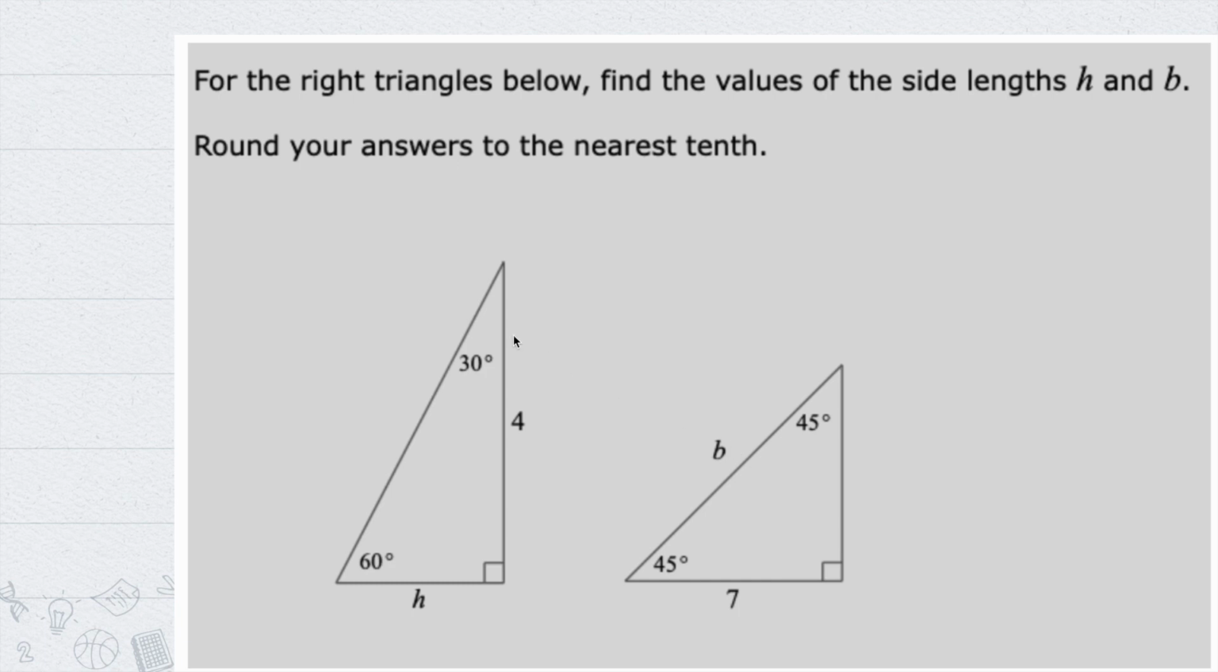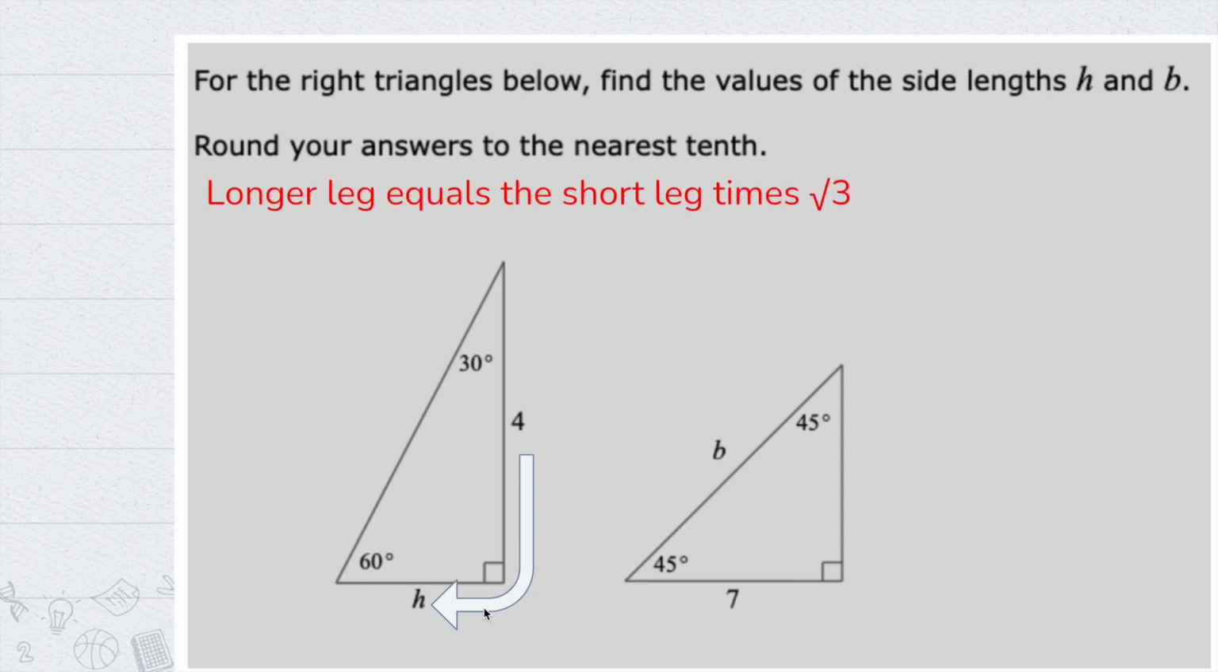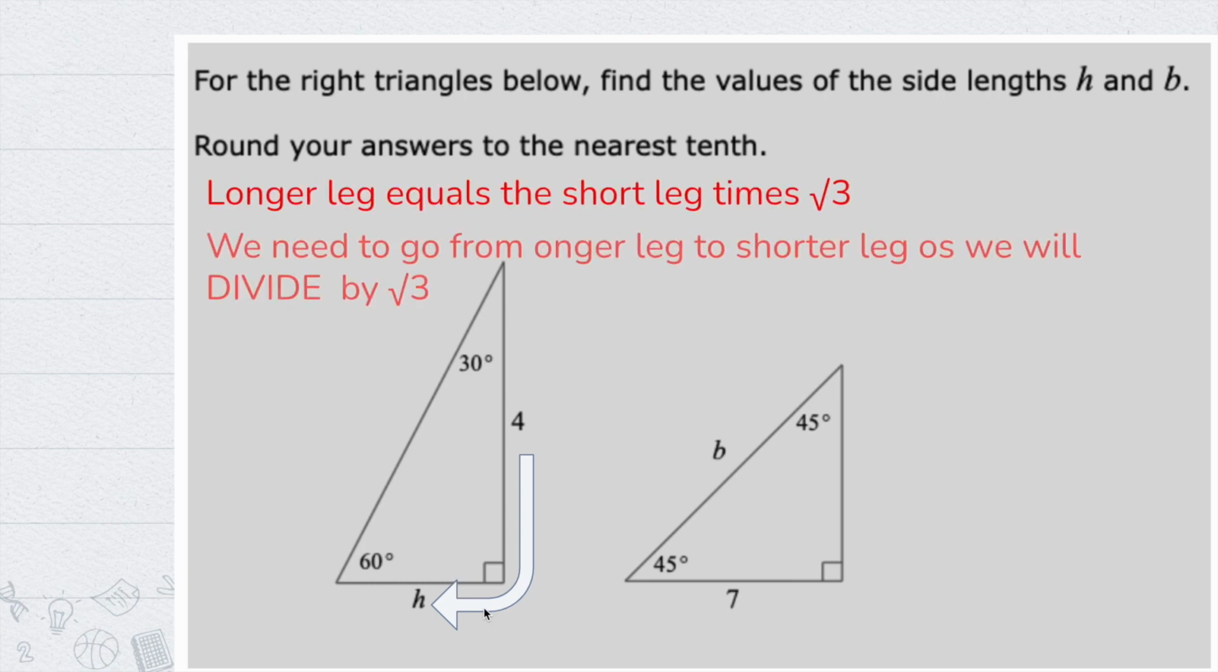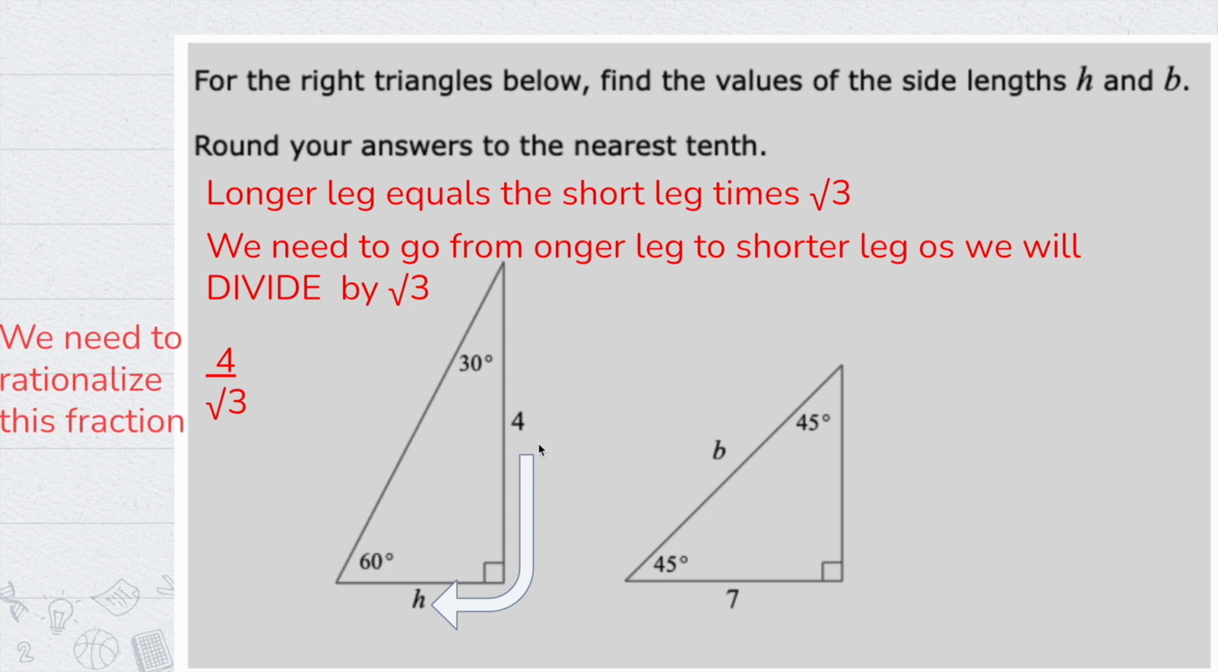So the first triangle is a 30, 60, 90. This means that if I take the longest side, I would have had to multiply the shortest side by root 3 to get there. So since I'm going from the longest to the shortest, I don't want to multiply. I want to divide. I want to go backwards. So I'm going to divide by root 3. So it's going to be 4 divided by root 3. So you can see that here. Well, I have to rationalize this fraction.